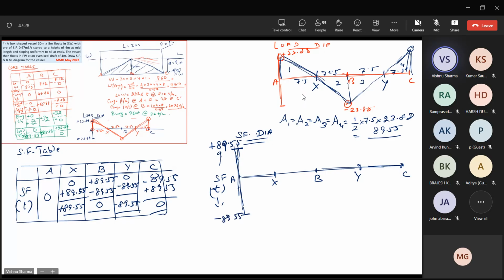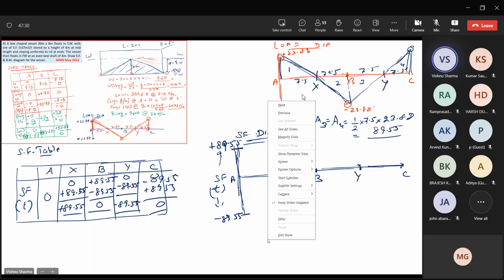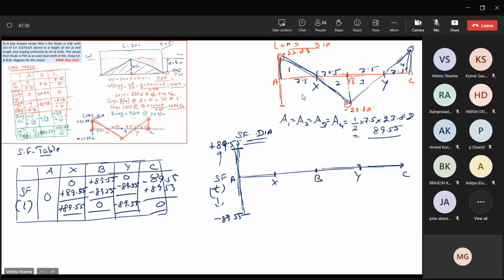This is the way you can do it quickly, guys. Then I plot these points first. I mark these values. At A, it is 0. Then it goes to plus 89.55 at X. Then it comes to 0 at B. It goes to minus 89.55 at Y and becomes 0 at C.